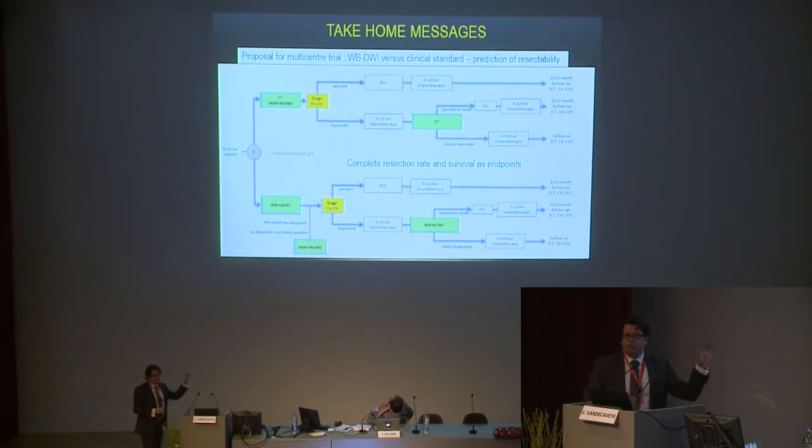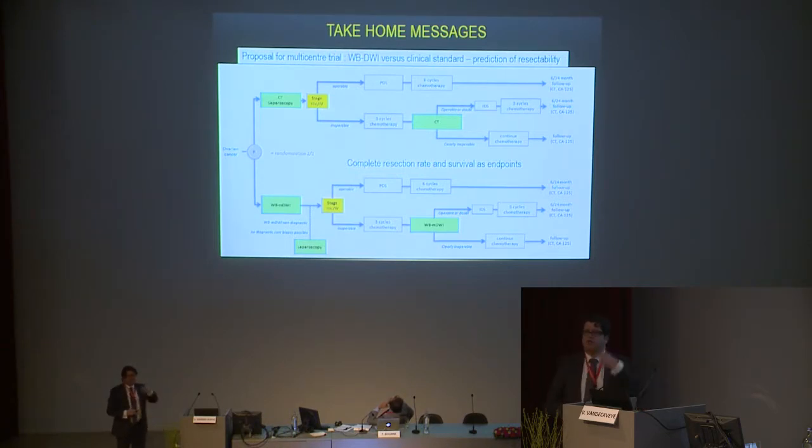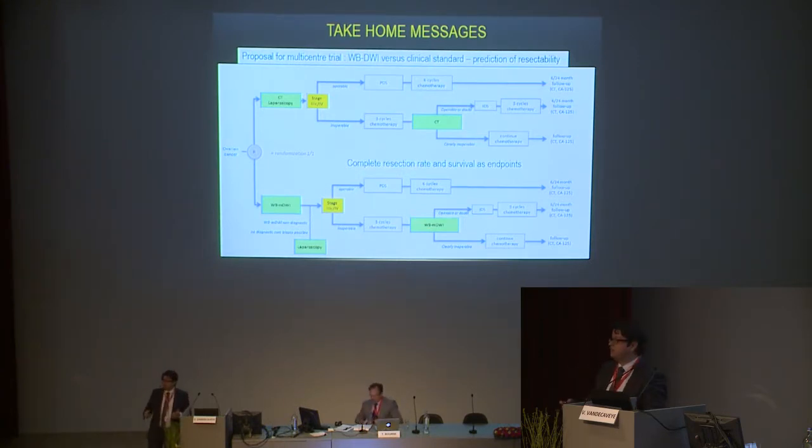I think this is only a proposal. What we are thinking of, to try to prove the value of whole body diffusion, is to do a randomized study in patients with ovarian cancer, and in one group, the new group, put whole body diffusion up front to select patients for surgery or interval debulking, compared to the clinical standard that we have now, CT with laparoscopy, with the complete resection rate and survival as endpoint, so disease-free survival.